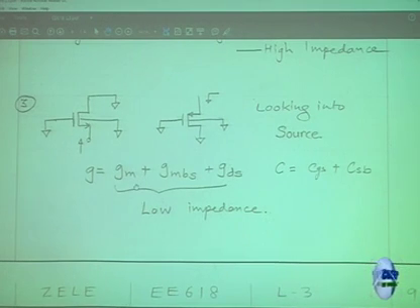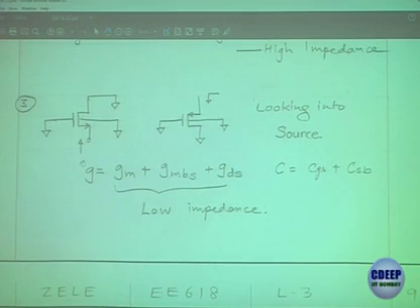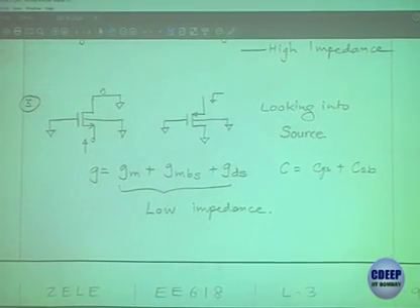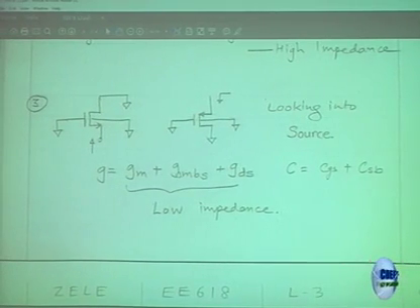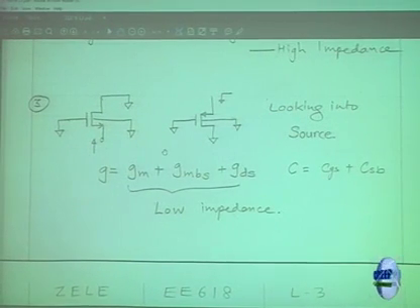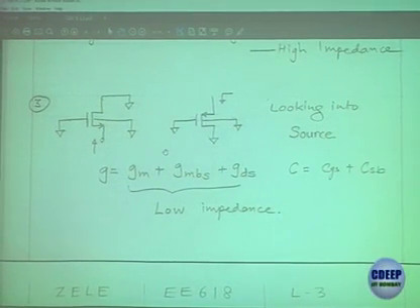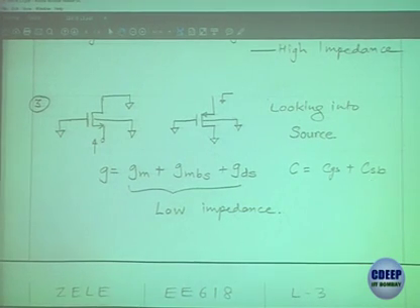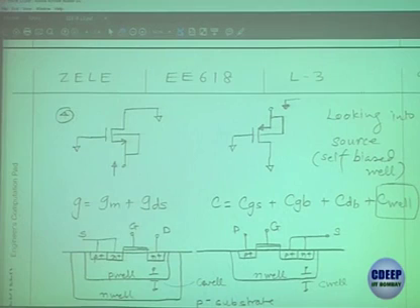So many times you will get tricked into a question where you assume that when you look into the source of a device, it is always 1 over GM. You will think that, but it is not. Because if you have an open circuit here, if you have a current source, then this equation is not true. We will get to that as we move forward. So looking into the source, you have CGS plus CSB.